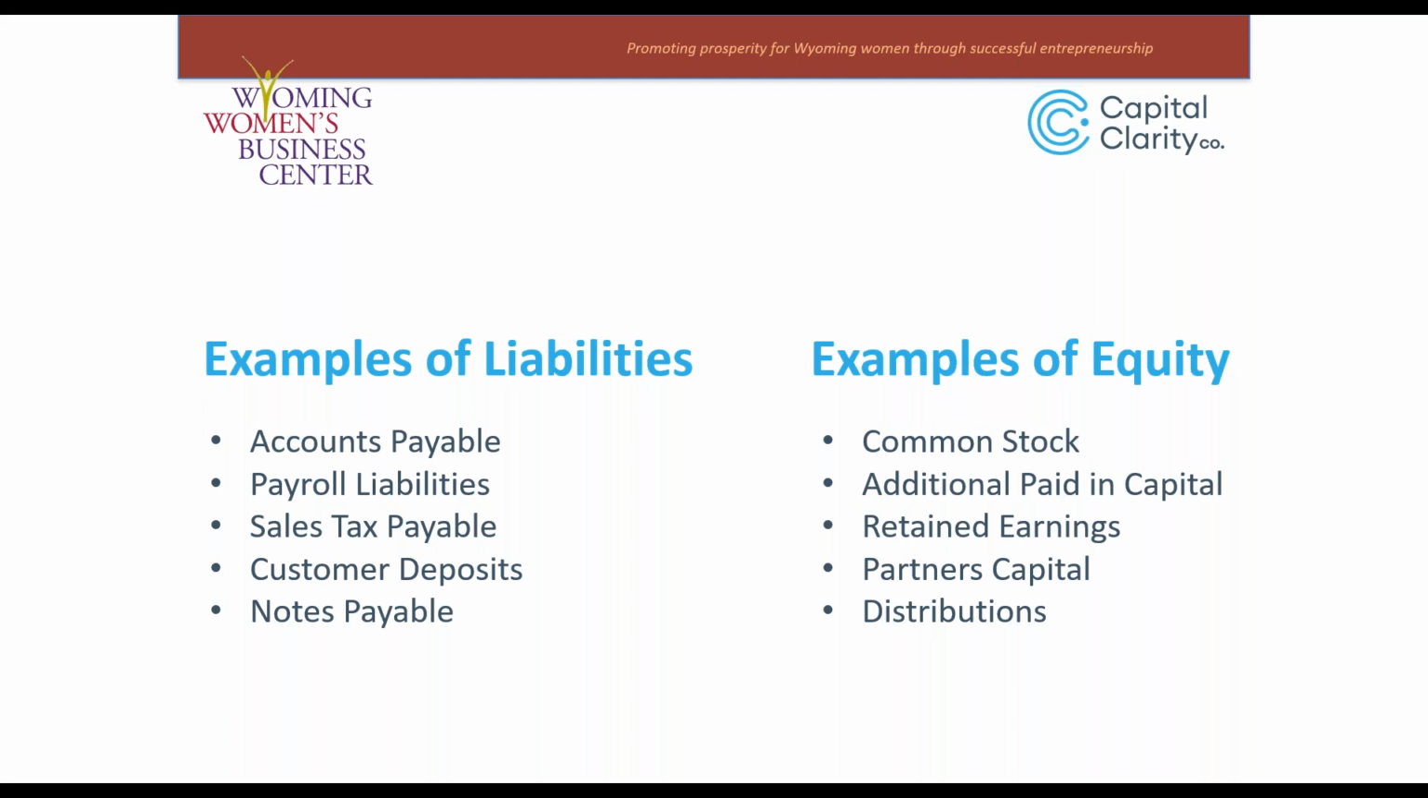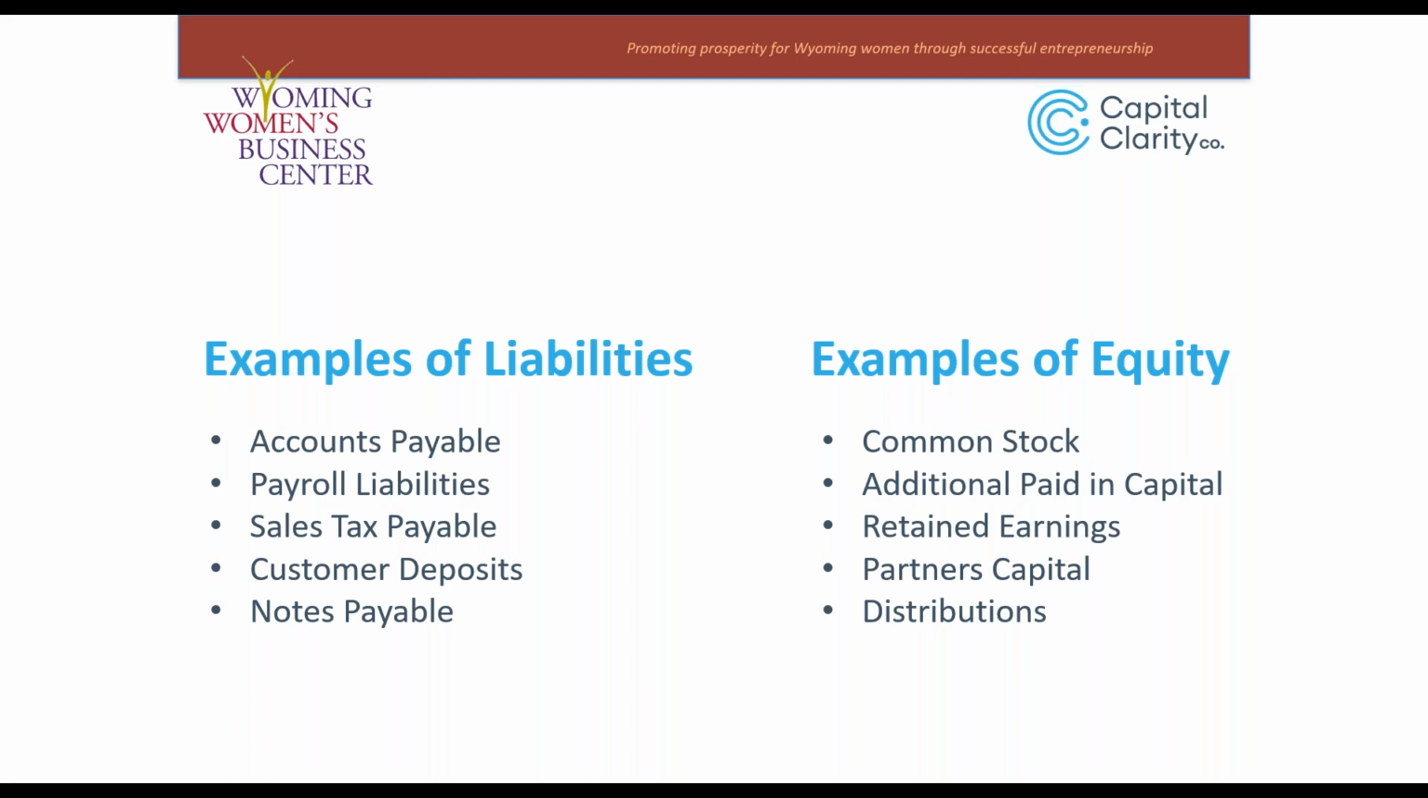Notes payable, again, that's if you financed something along the way. A lot of times you see lines of credit and term notes on equipment, buildings, etc. Examples of equity, to sum that up: you've got stock, partners' capital, and distributions, which would be taking money out of the business. Retained earnings is what the business has generated that is still held within, and paid-in capital is tied into stock.